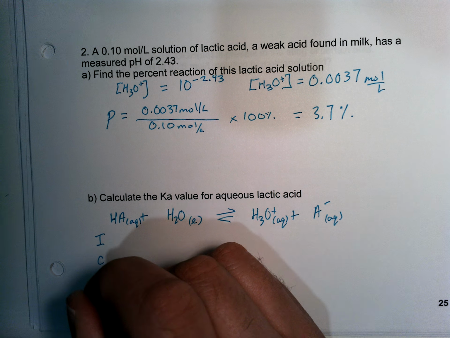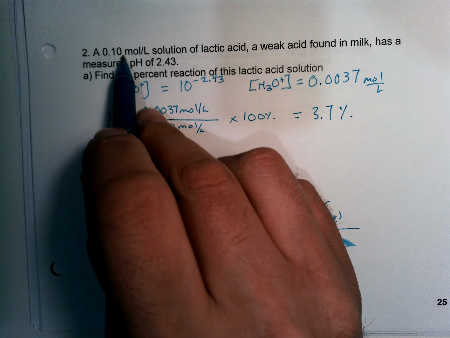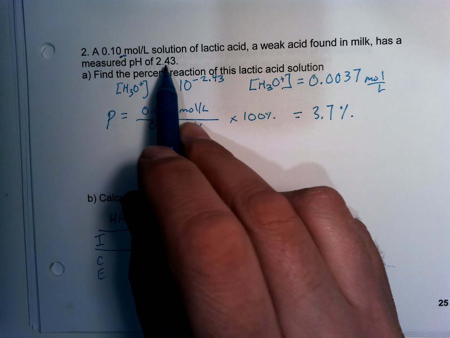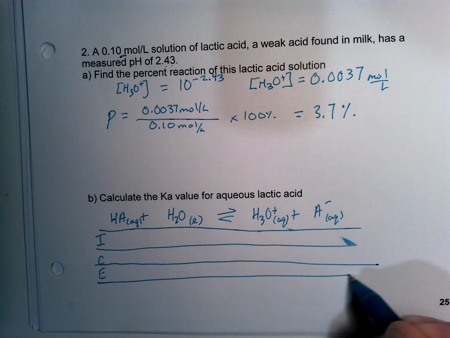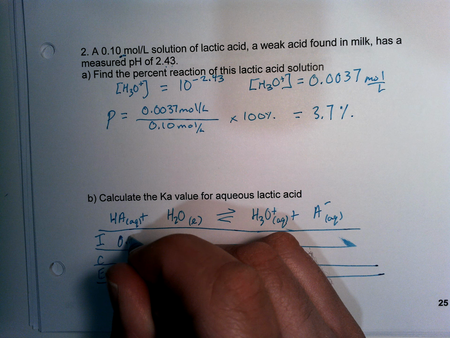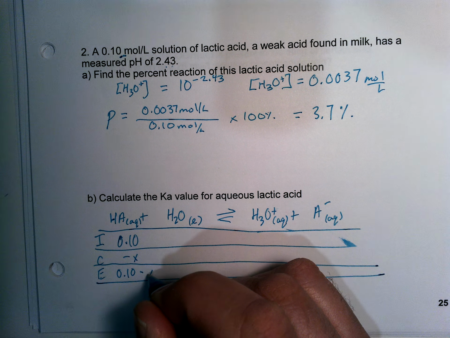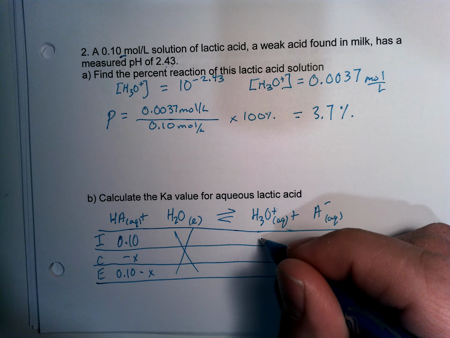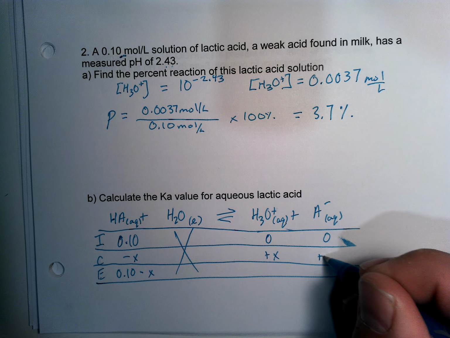Okay, because we're given this is the initial solution, this is the concentration at equilibrium. So this would be our 0.10 minus x, 0.10 minus x. We don't worry about this. These start at 0. They're both going to be plus x. And then, so this would be x and x.